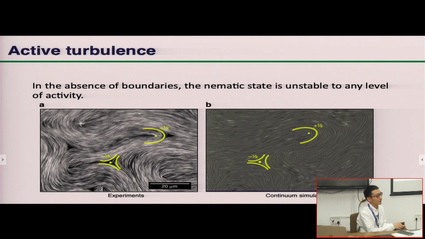Other comments, questions. So in the absence of boundaries, as we talked about before in a different context, in this case, the nematic state is unstable. You again can do a linear stability analysis to figure that out. And this is unstable to any level of activity. So long as it's finite, it becomes unstable. And here's an experimental snapshot of the system. Again, you see this defect that develops, then you can do simulations with the PDEs we talked about. You can more or less recapitulate what happens in an experiment.